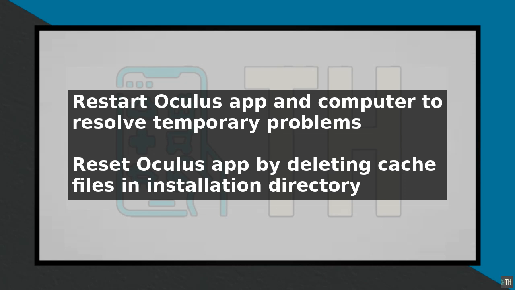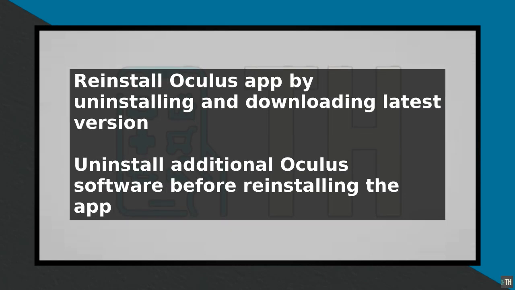Uninstall the app through the Control Panel or Settings menu. Then download the latest version from the Oculus website and follow the installation instructions. Be sure to uninstall any additional Oculus software, such as the Oculus drivers, before reinstalling the app.